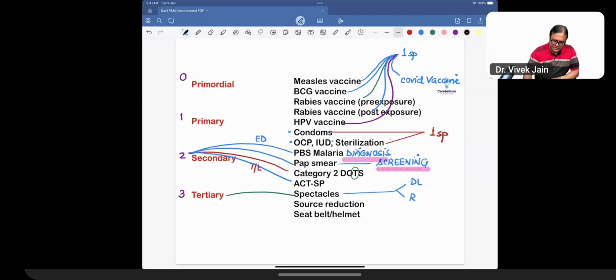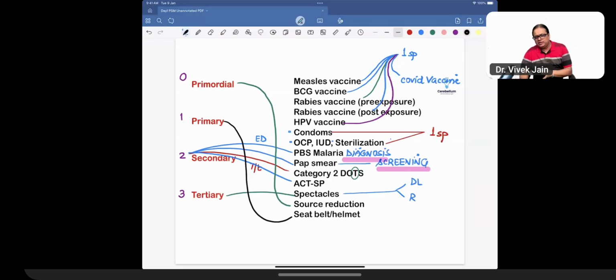Source reduction for malaria. Primordial. What is source reduction? Elimination of breeding places. No breeding of larva, no mosquito, no malaria. Seat belt or helmet is primary. Risk of head injury is present, therefore we advise you seat belt and helmet. Risk is present when we are driving. What about isolation of a patient?